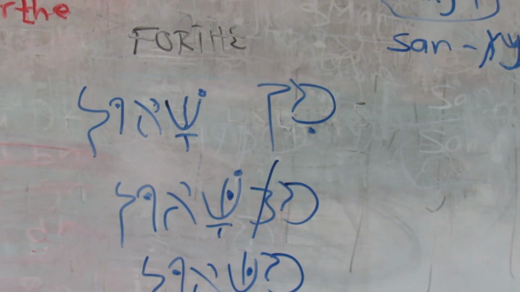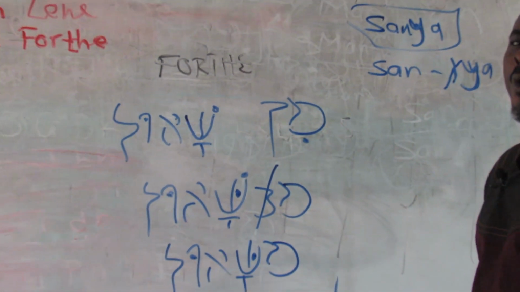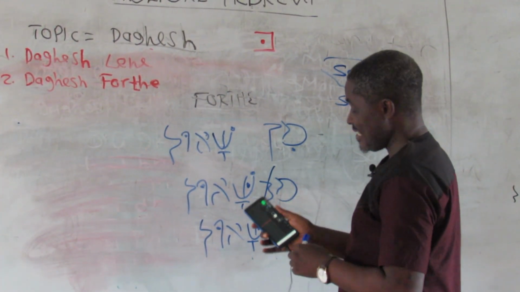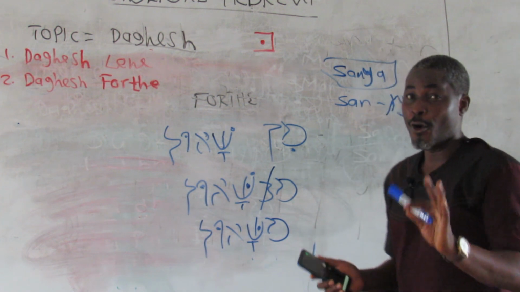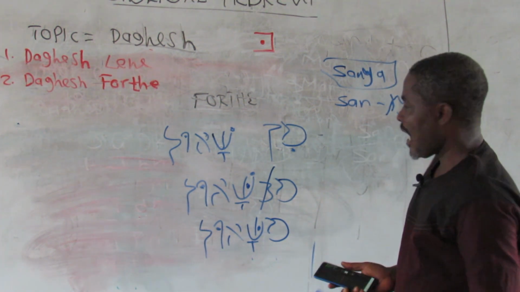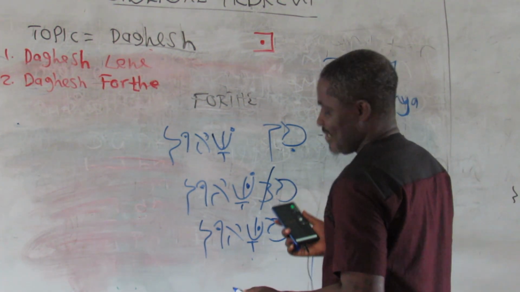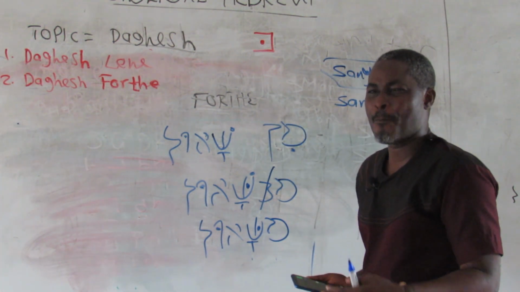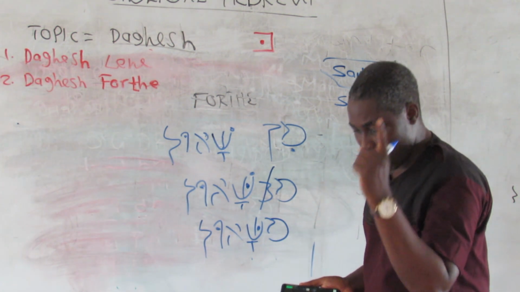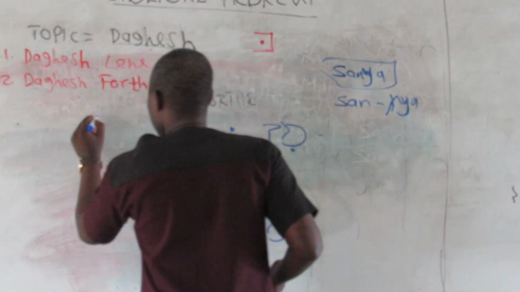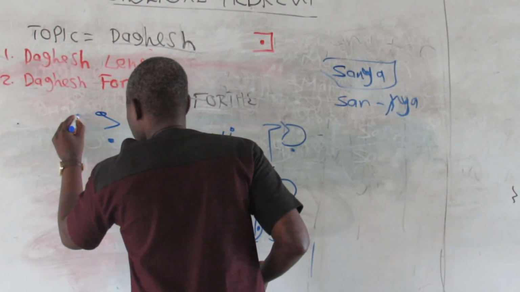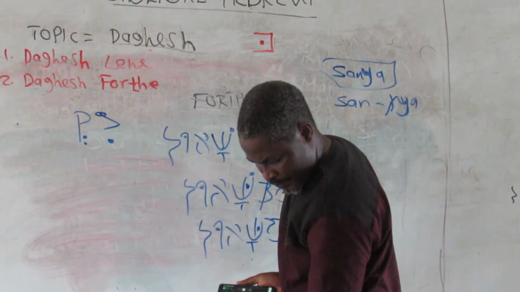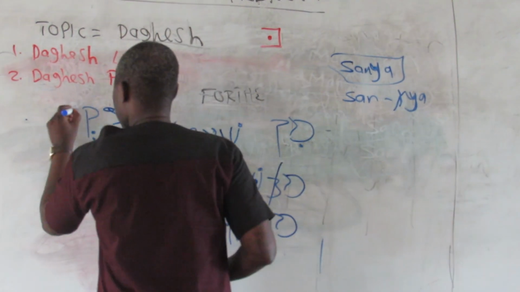But the question is, how do you know whether the dot in the heart of a letter is Dagesh forte or Dagesh lini? How do you know? Dagesh lini only occurs in a letter that is not preceded by a vowel. Let me give you an example. Yikbar. This is an example of that.